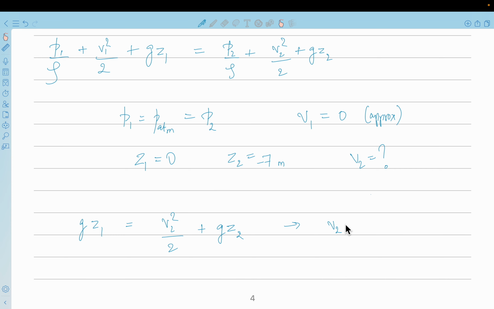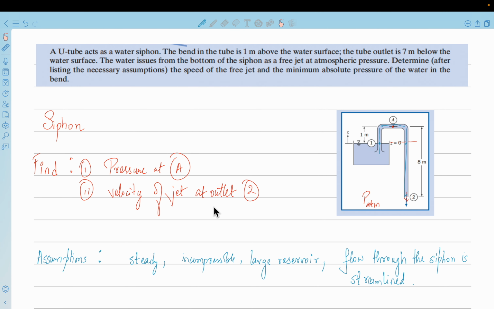Density is not needed. See, the terms having rho just get cancelled, no? Because P1 is P atmosphere and P2 is also P atmosphere, so these terms get cancelled. So you don't need density. Yes, 11.7 meters per second. That's correct. So we have found the velocity of the jet at the outlet.